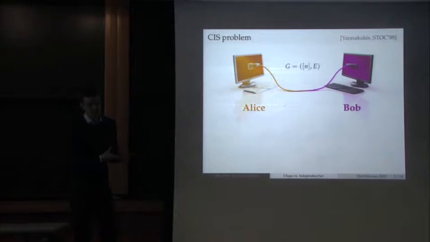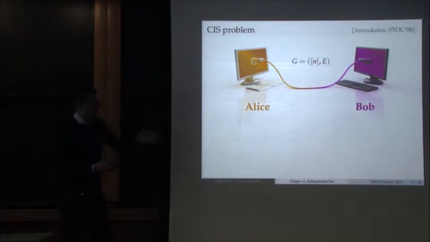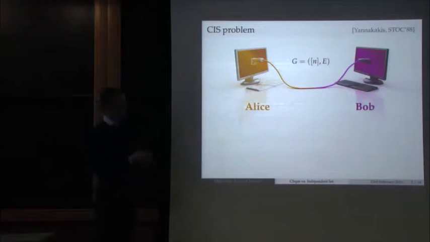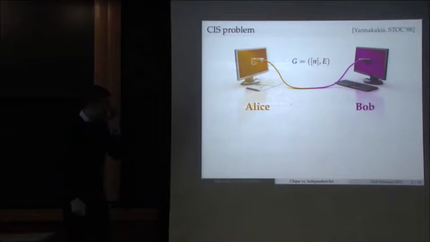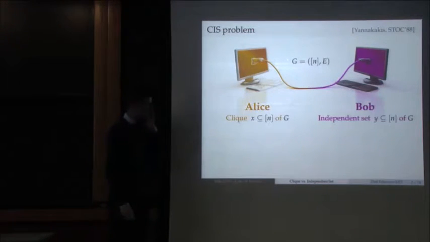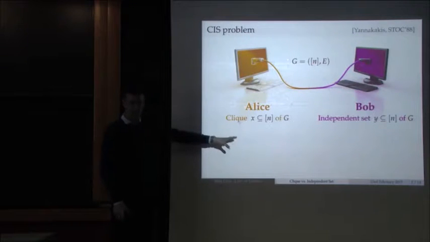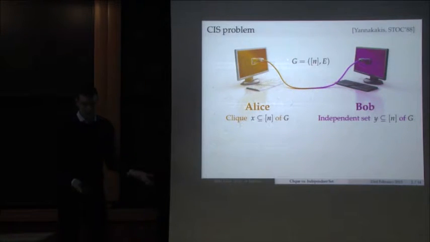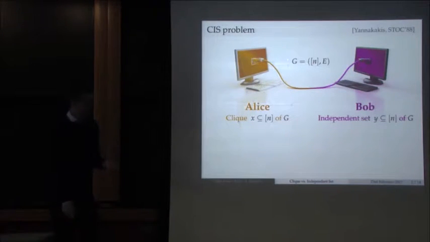The problem is defined relative to a graph. So you fix a graph on n nodes. I just think of the nodes as the numbers from 1 up to n. And as input, once the graph has been fixed, Alice is going to get a clique in the graph, so a set of nodes spanning a clique, and Bob receives an independent set. And the question is just, does the clique intersect the independent set? This is the communication problem.